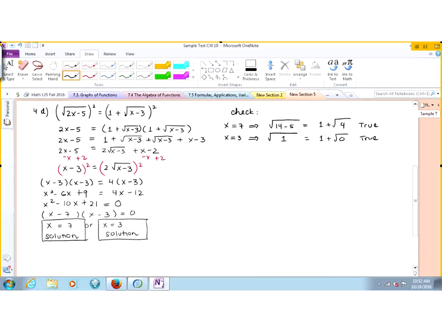Yes? You have 7 minus 3. So you substitute, yeah. So your x is 7, right? So when your x is 7, 7 minus 3 is 4. Doable? Okay. So, yes. What else?